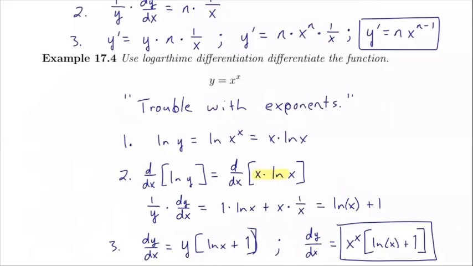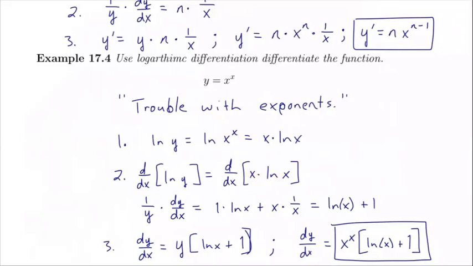Both sides of the equation we're taking the derivative of. Now we have 1 over y times y prime, or dy/dx, over here by the derivative. And this is always going to look the same every time. On the right-hand side, we have a product rule to handle. The derivative of x times natural log x plus x times the derivative of natural log of x. Now I've got natural log x plus x times 1 over x, and that simplifies to natural log x plus 1.